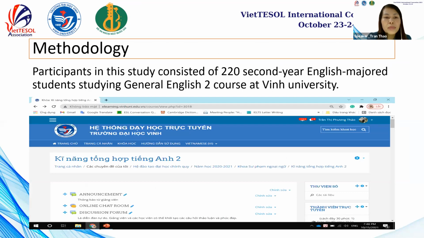Now let's move to the methodology. To conduct this research, participants of this study consist of 220 second year English major students studying the General English 2 course at Vinh University. On the screen, I provide you an image of our learning management system with this course, General English 2. This is from the school year 2020 and 2021.